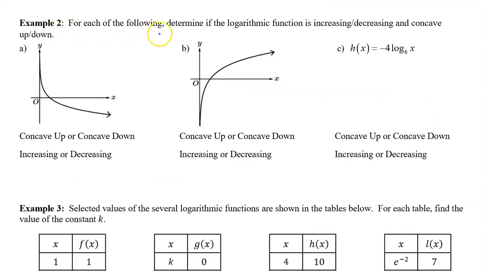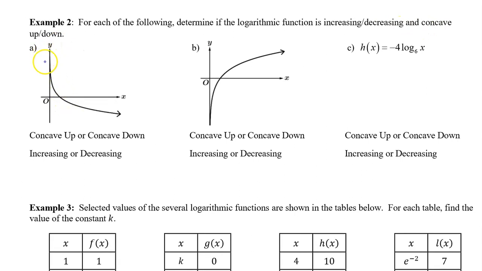Example 2. For each of the following, determine if the logarithmic function is increasing or decreasing, and concave up or concave down. For part A, we are given the graph, so we can plainly see that this logarithmic curve is concave up. Concave up means being part of a bowl shape. So if I were to sort of continue this like this, you can see that we have the bowl shape, and the curve is like the left side of a bowl, which still counts as concave up.